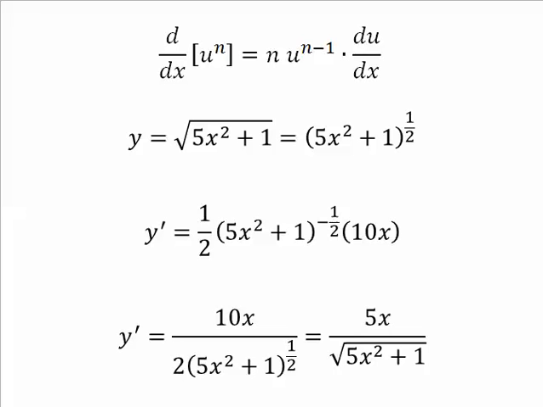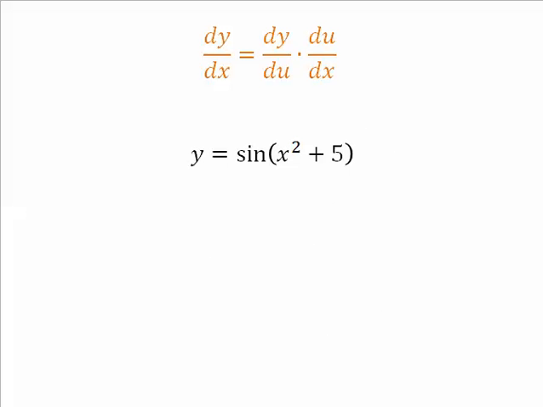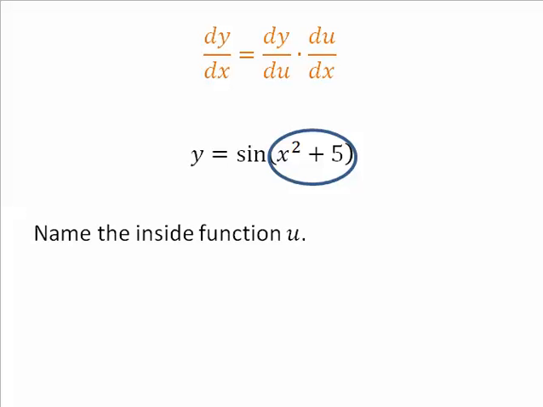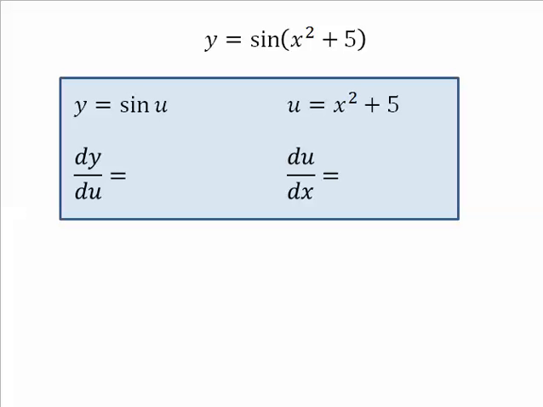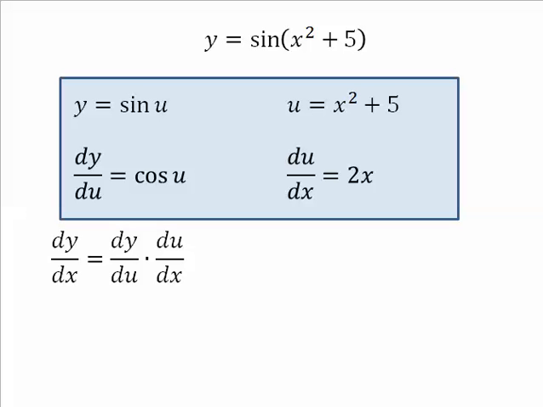Okay, let's switch to compositions that involve a trig function. Suppose we have y equals sine of some polynomial like x squared plus 5. As before, we name the inside function, and so y equals sine of u, where u equals x squared plus 5. And as we did before, let's find dy/du and du/dx.